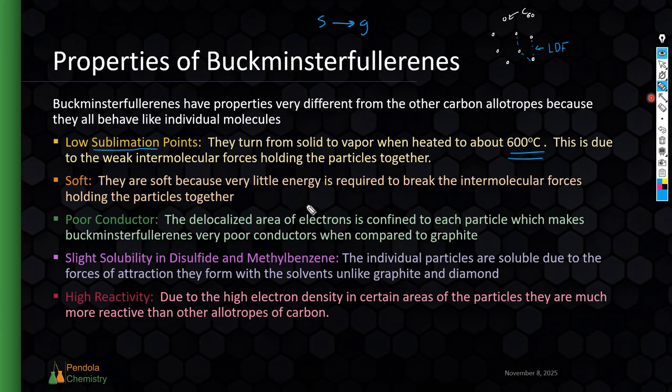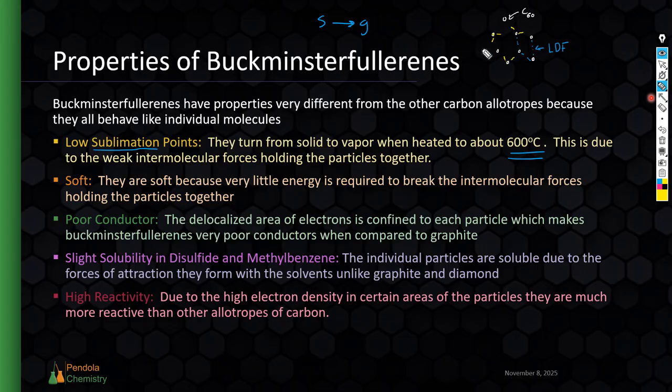Now, even though they have the localized area of electrons, Buckminsterfullerenes are not conductive of electricity. They're poor conductors. And that's because even though an individual particle has the localized electrons, the particles cannot communicate with each other to give off that electricity.